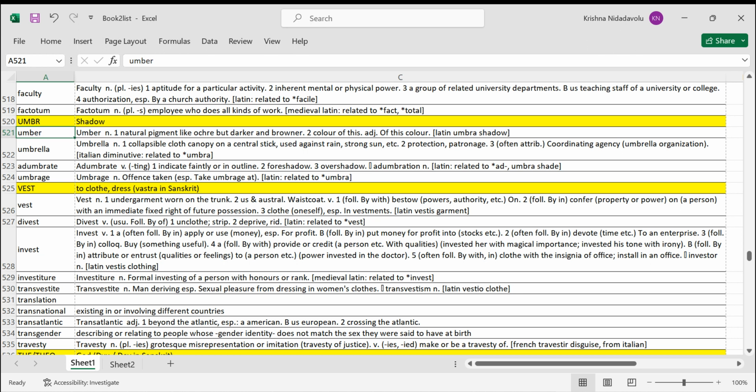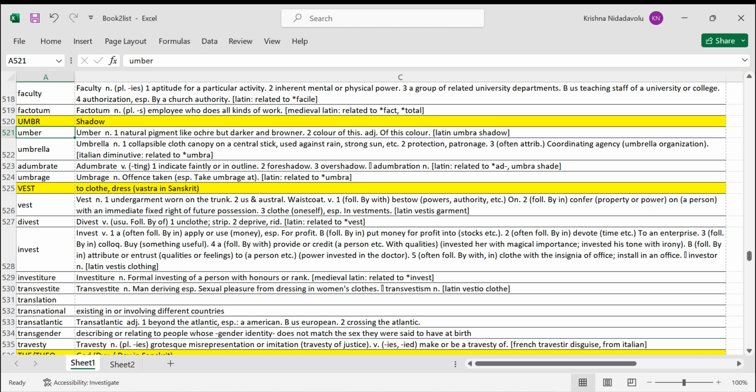Umber is a darkish brown mineral containing manganese and iron oxide, used for coloring. Because shadow is a little darkish, right? So the color of it is umber, a color that is greenish brown to dark reddish brown, which looks like shadow. That is umber.